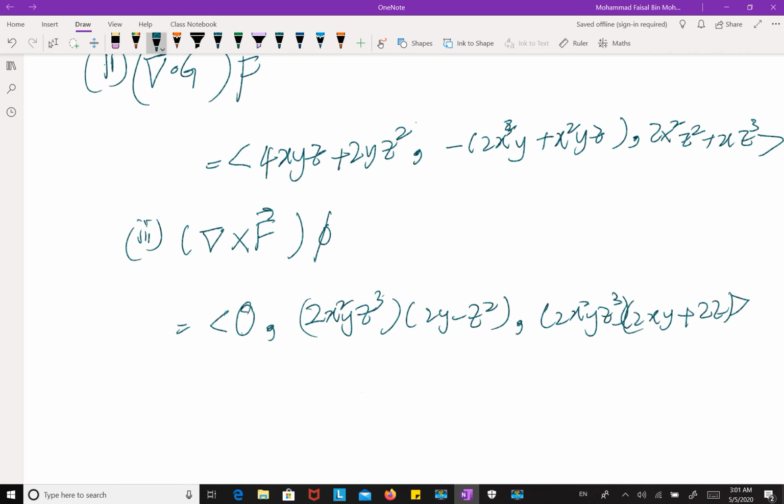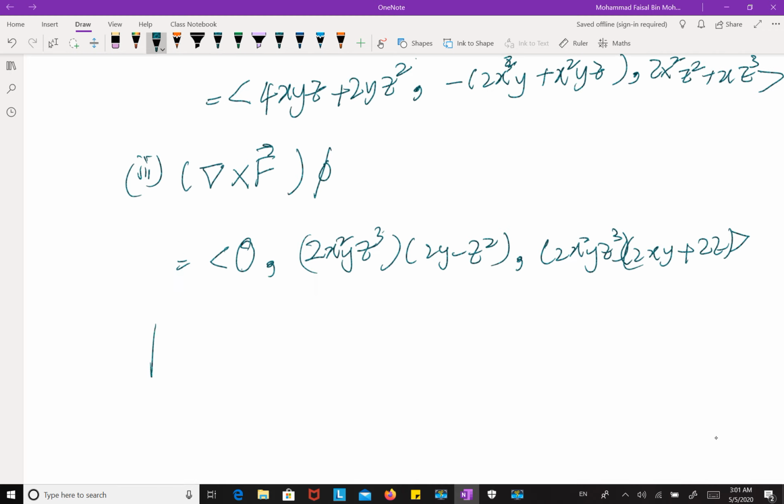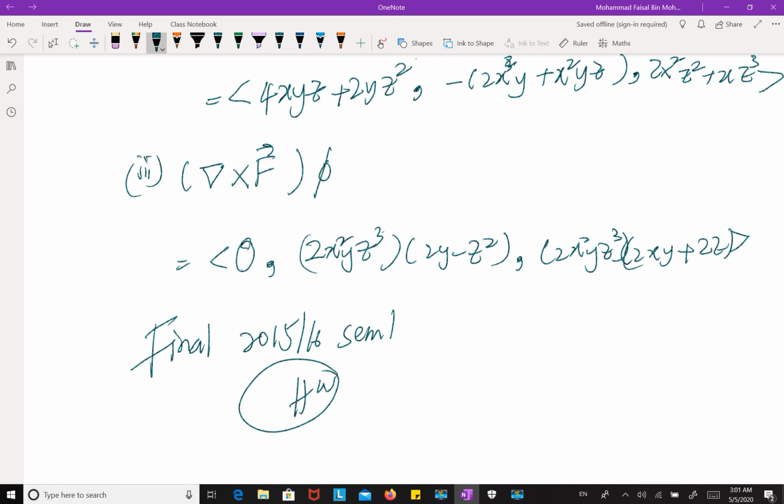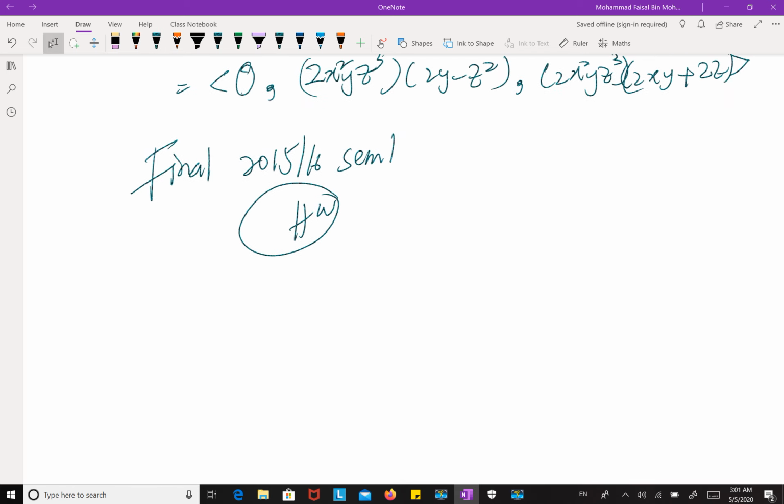So next will be the final, 2015 and 16 Sem 1. So this will be your homework. You can check the answer with me. Also, yeah, I think that's all for chapter 4, vector valued function.